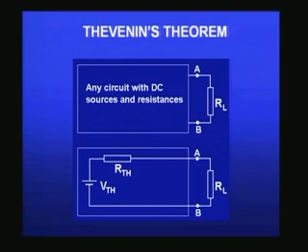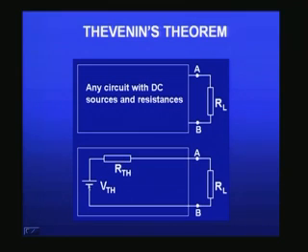I have shown on the screen a black box, which could be any circuit with a number of DC sources and resistances, and that is connected to one RL, the load resistance, at the terminals A and B, the output terminals of this black box. What Thevenin says is that the entire set of resistors and sources that you have in this box can be equivalently considered with only just two devices. One is the Thevenin's voltage source V Thevenin, and the other is the Thevenin's resistance R Thevenin.